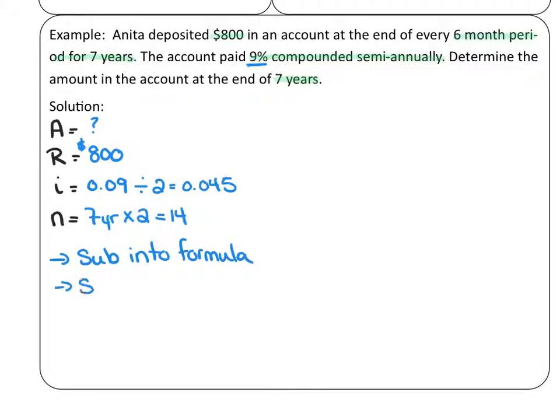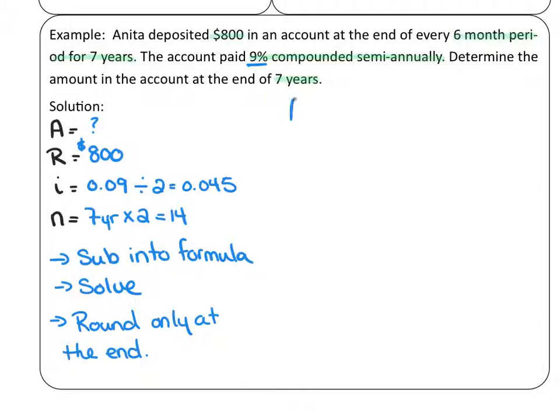Now, once you have that, all you have to do is sub into the formula and solve. Now, the big rule with this that I tell all my students is we're not going to round until we get to the very end. Round only at the end. The reason we do that is to make sure our answer is as accurate as possible, especially when we're dealing with money. If we round, we're going to be short on our end, or the bank will be short on their end, and we don't want that to happen. So we make sure we round only at the end and we carry as many digits as possible.